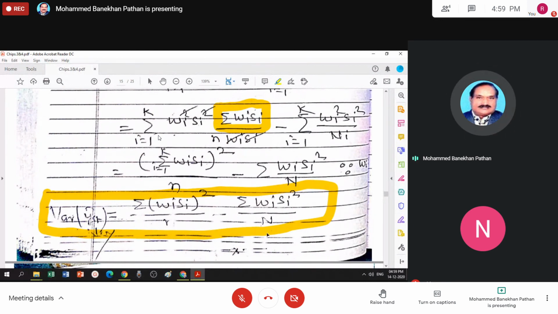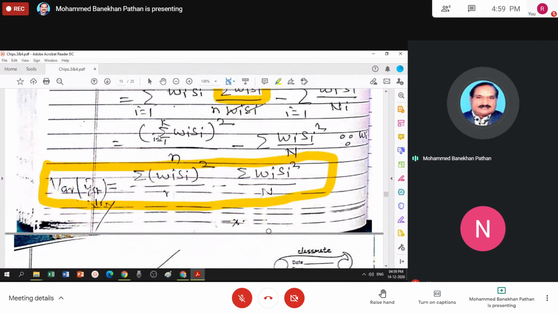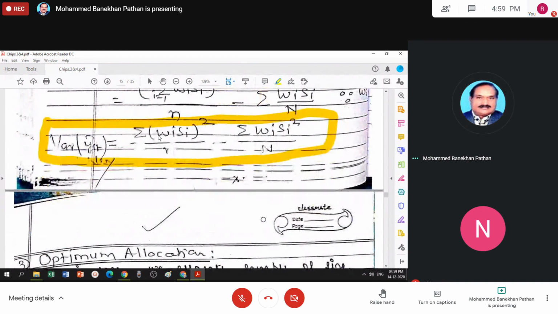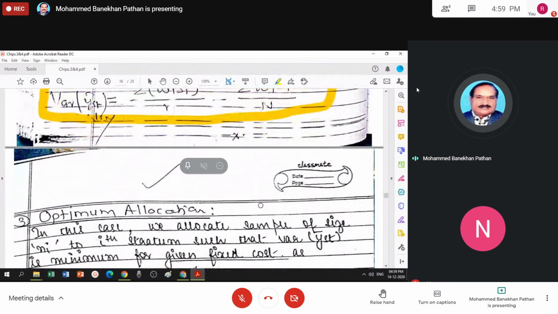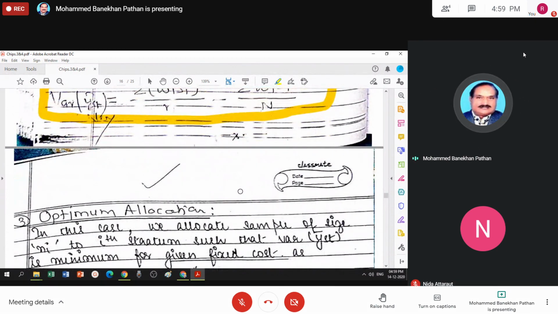So this is your variance of y bar st under Neyman's allocation. Today we'll stop at this stage. Tomorrow we'll see the third method of allocation.